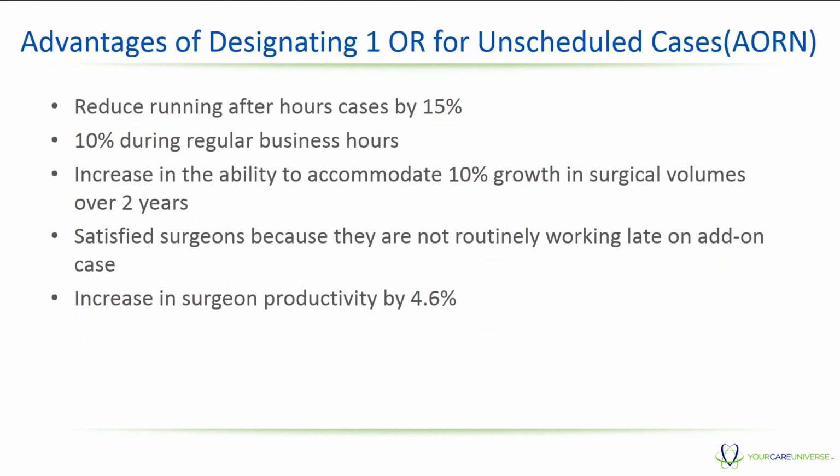AORN recommends some advantages for designating one OR for unscheduled cases. They feel that you could reduce running after hours by about 15%, and you could increase utilization by 10% during your regular business hours. The increase in the ability to accommodate 10% growth in surgical volume over 2 years is what they've identified. And satisfied surgeons, because they're routinely not working late or add-on cases. And again, you increase that surgeon productivity by almost 5%.